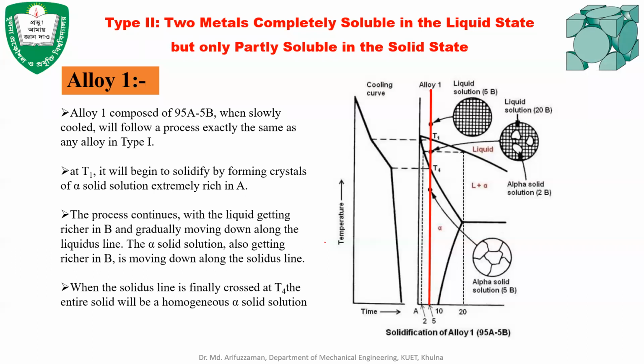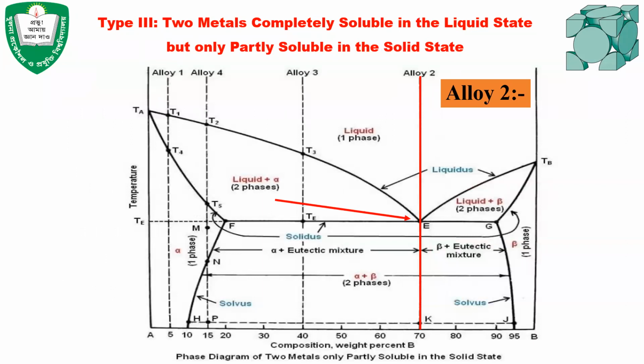All right. So let's move to the next one, alloy 2. We'll move to alloy 4 at the end because it's a bit complicated. Before we move to alloy 4, we have to finish alloy 2. What happens in the case of alloy 2? As you know, it is the composition 70% B and 30% A.